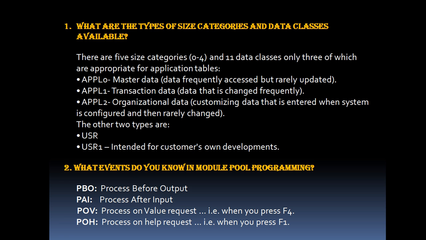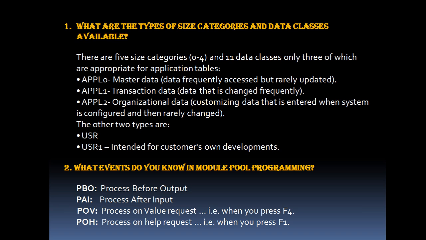So we will be looking at another set of questions today that are frequently asked, and to come up with this, the first question that we have is, what are the types of size categories and data classes available? Now there are 5 size categories and it is not from 1, it is from 0 to 4, and we have 11 data classes, of which we generally use 3 for most of the application tables.